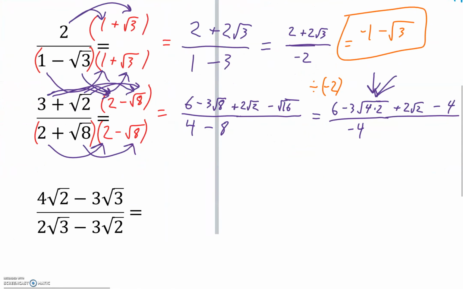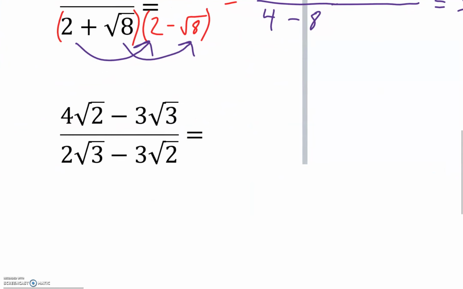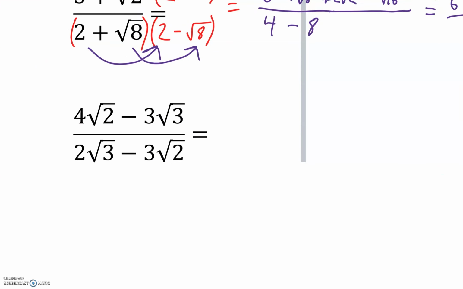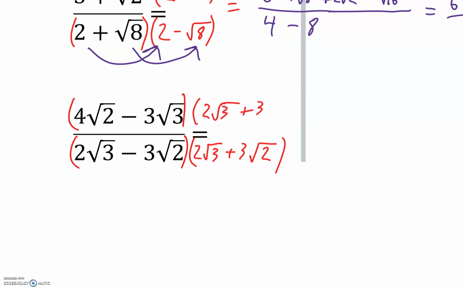Took a while to simplify that. This next one will be a little bit more messy even than that one. So let's take a look together here. So we're going to be multiplying by the bottom, but we're going to be multiplying by the opposite sign. So instead of negative, it's positive. Okay, so we're going to do the same thing on top. 2 root 3 plus 3 root 2.